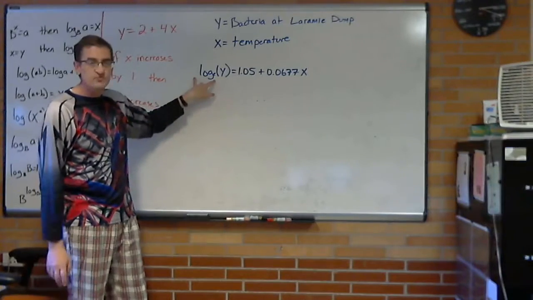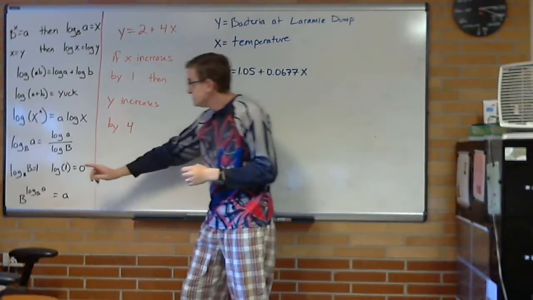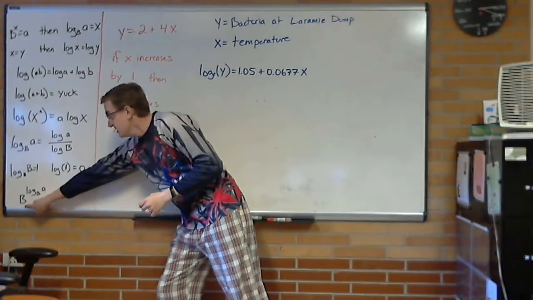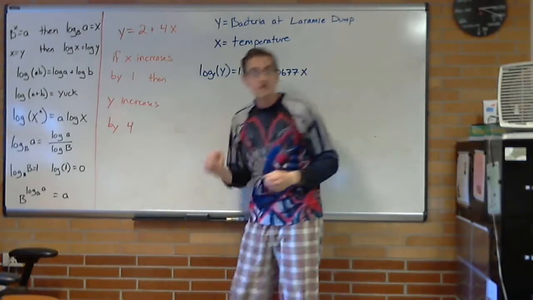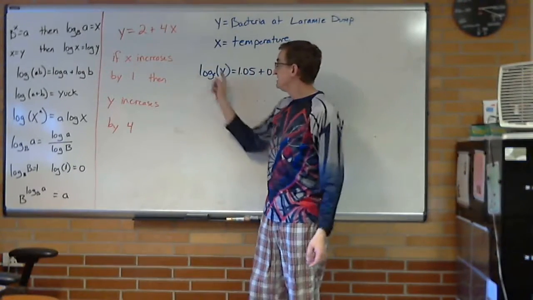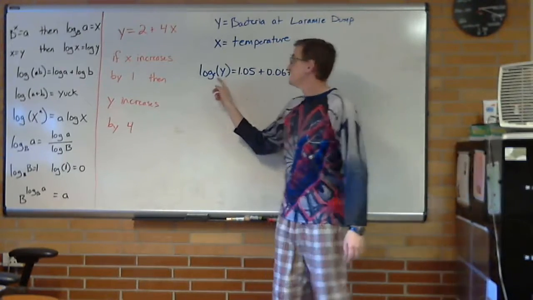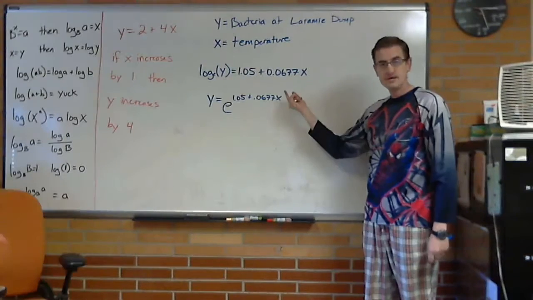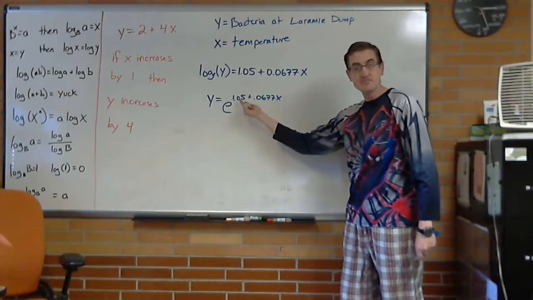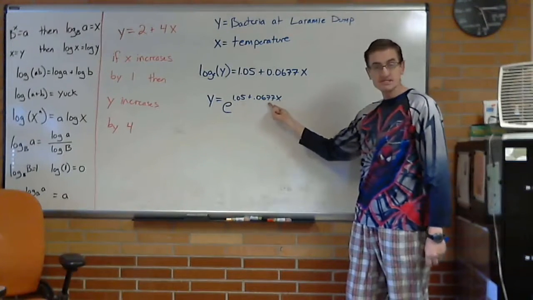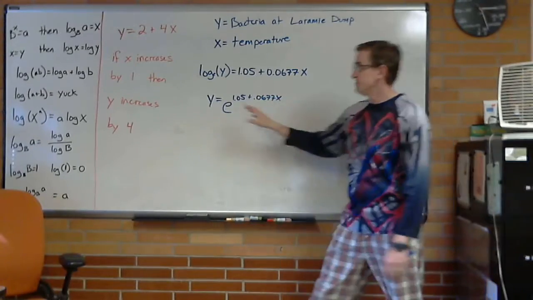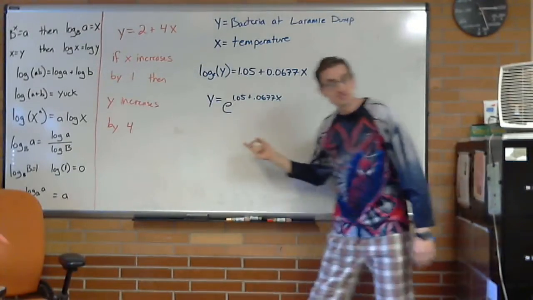So how do I get rid of a log? Well, I'm going to use this trick right here, where if I raise it to the power of whatever the base is, in this case, I chose base e because that's what R does. So if I raise everything here, and now that we have an exponent to something plus something else, we can use the property of splitting it, which is the same reason logs work this way.